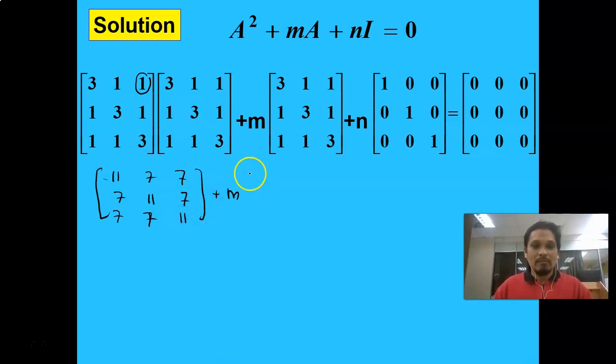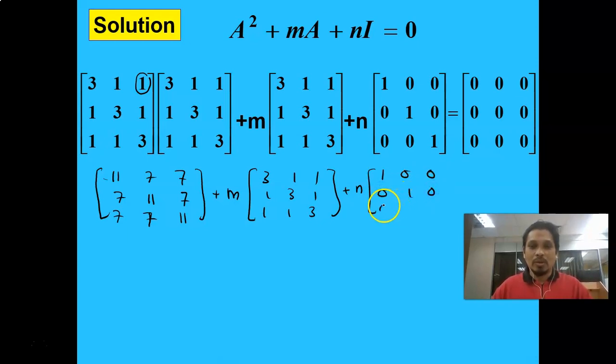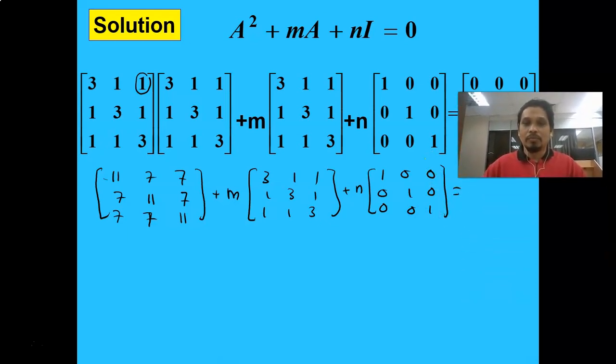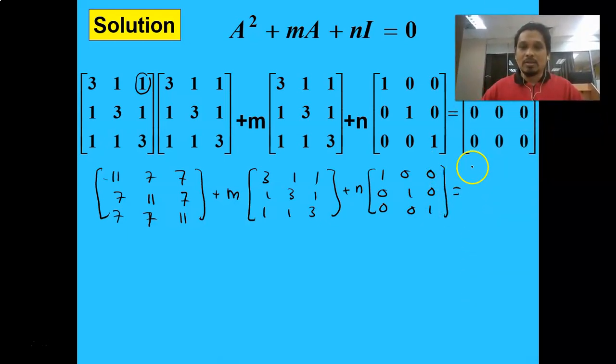plus with m times 3, 1, 1, 1, 3, 1, 1, 1, 3, plus with n with a matrix of identity 1, 0, 0, 0, 1, 0, 0, 0, 1 equal to the matrices of 0, 0, 0, 0, 0, 0, 0, 0, 0.